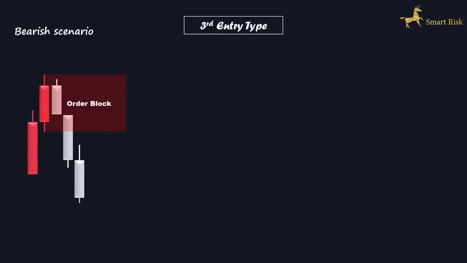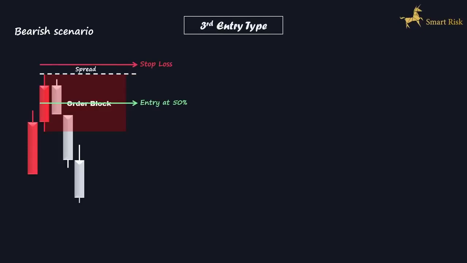The third type of entry, which I personally prefer and utilize more frequently in my trading plan, involves placing the entry at the midpoint of the order block zone once a valid order block is identified. In the case of a bearish scenario, the stop loss is positioned a spread size above the highest point of the order block.